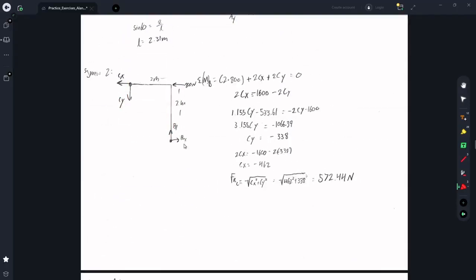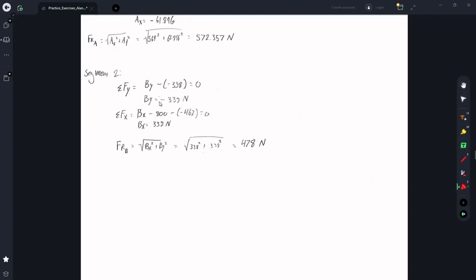And for the x direction, it's the same thing. We have positive BX minus CX. CX was again negative, so BX is going to be equal to 338 newtons, and the resultant is the square root of the sum of the squares of the components, which is equal to 478 newtons.